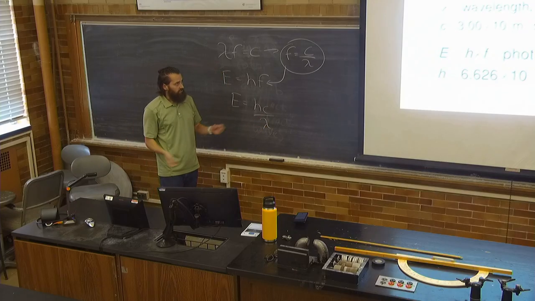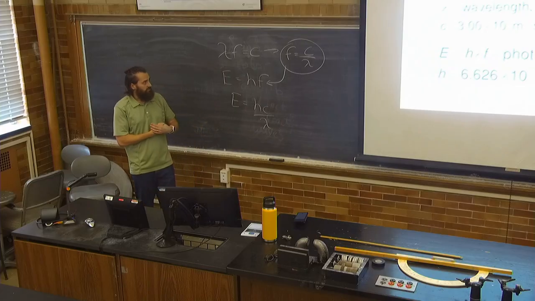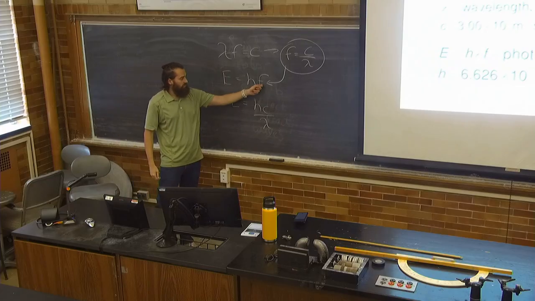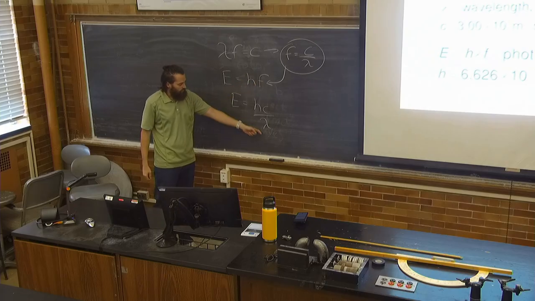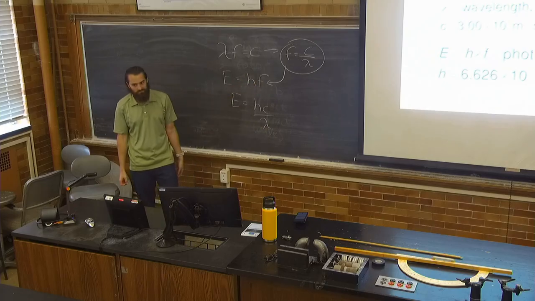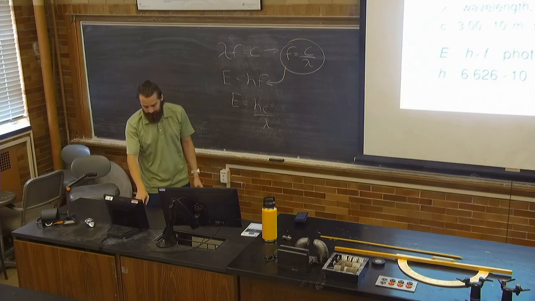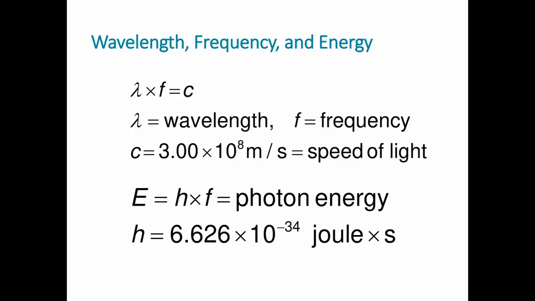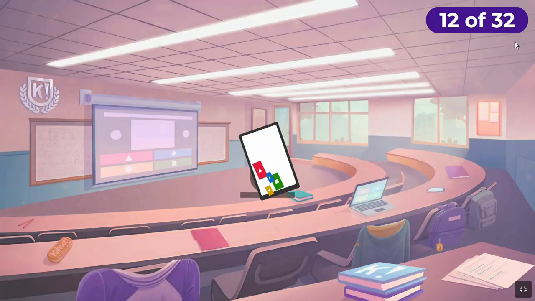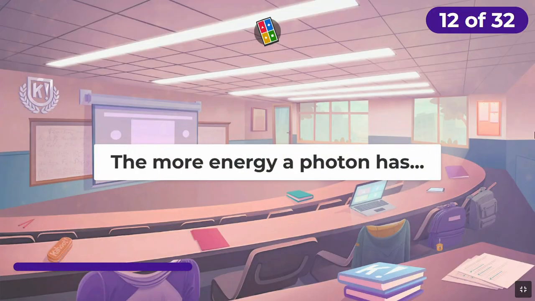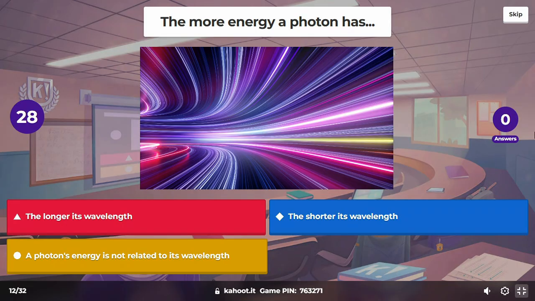So the question might ask you, what's the energy of a photon? And they might give you the frequency, and then you use this equation, or they might give you the wavelength, and then you need to use this equation. So if I want to increase the energy of my photon, how do I do it? Do I need a longer wavelength, a shorter wavelength, or is the photon energy not related to wavelength?